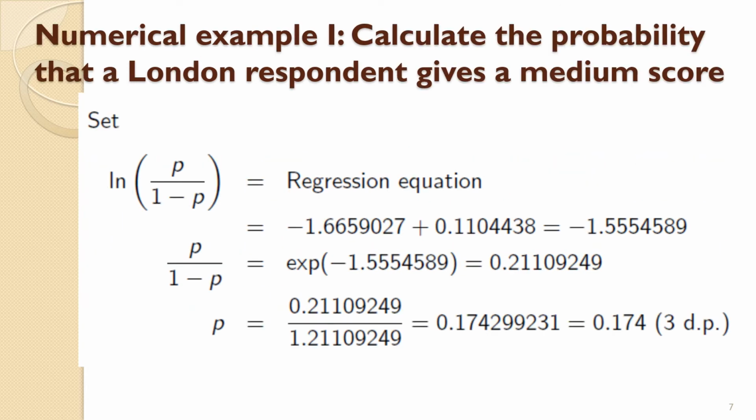So another couple of numerical examples then. You're asked here to calculate the probability the London respondent gives a medium score. So what you should see here is exactly the same way of working as in the previous lecture and in the earlier lecture examples for this lecture. What you have to do is set log of the probability over 1 minus the probability equal to the regression equation, and because this is a generalized linear mixed model, the regression equation just refers to the fixed effects terms.